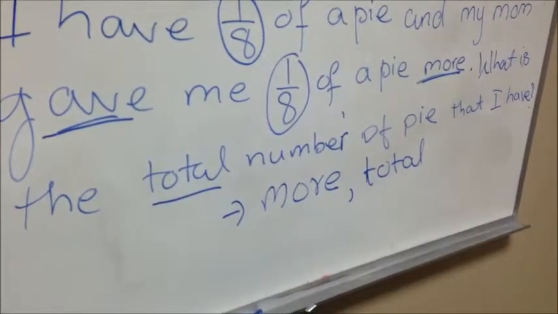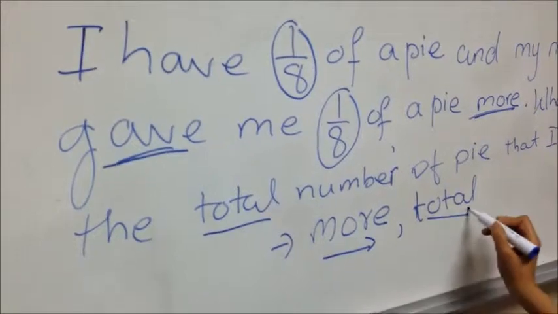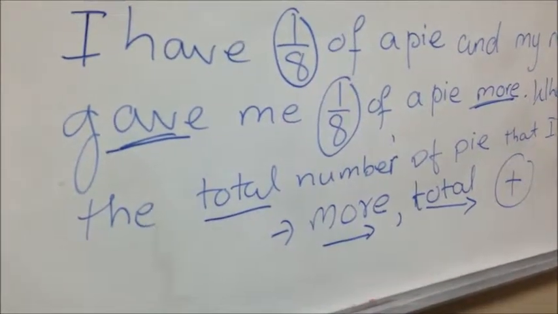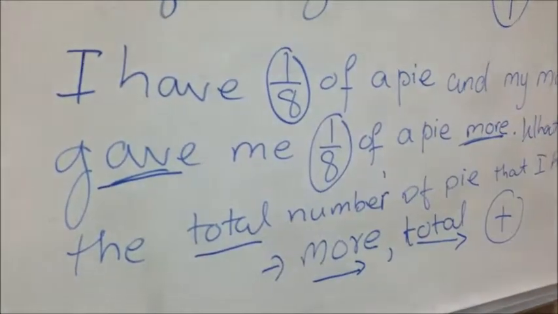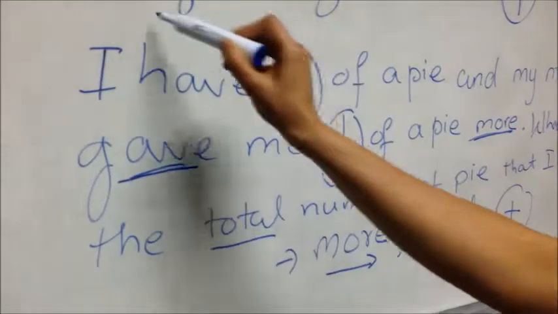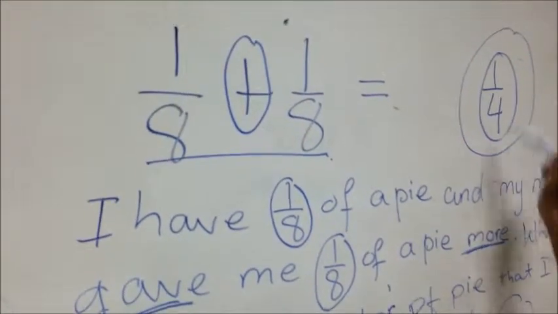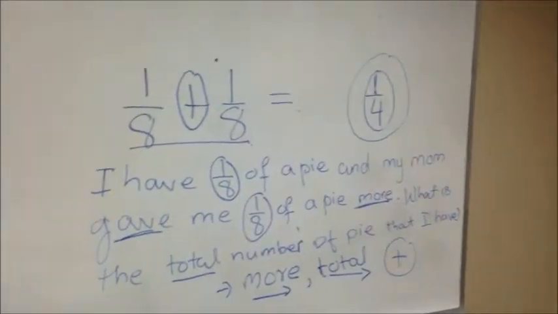If you remember the vocabulary we learned in the beginning, more and total represent addition. So this word problem can be modeled into addition, which would look like that, and our answer to the problem would be I have 1/4 of a pie in total.